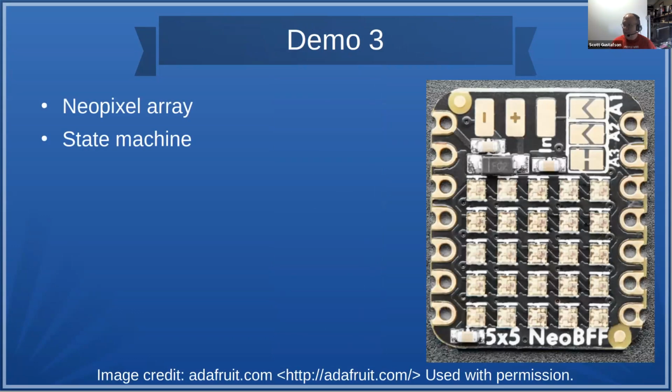And I'm going to show you an example using this pixel array, which is a whole bunch of those NeoPixels, 25 of them, and a state machine.